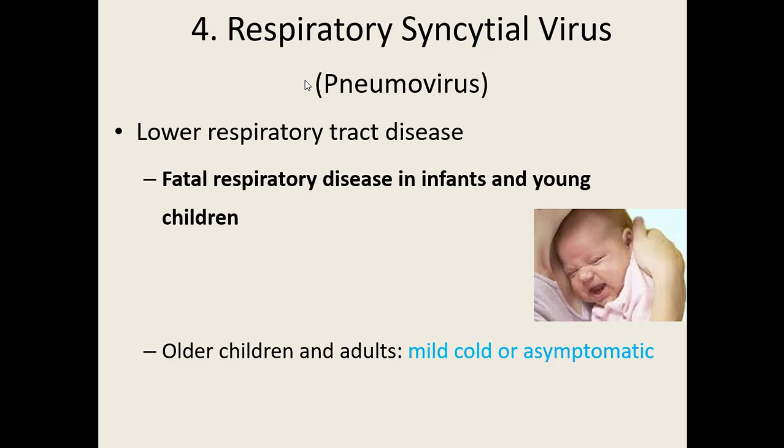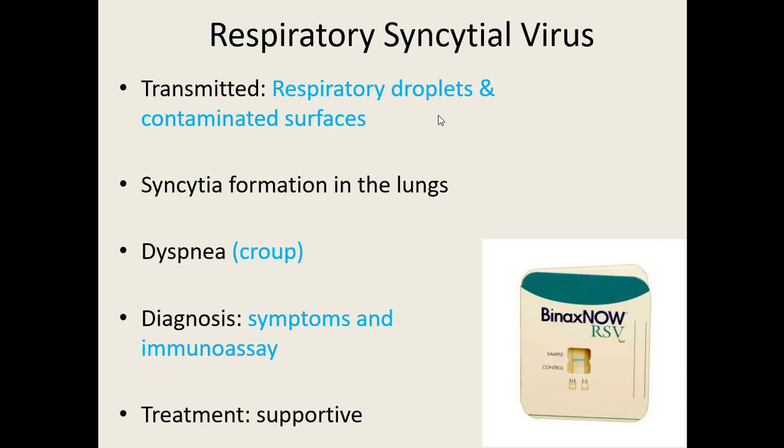It forms those fused cells, that syncytia, again, it's in its name, in the lungs. And so you're not going to have proper oxygen exchange in the lungs. Now, older children and adults, mild colds, sometimes asymptomatic. It's those infants that have to be worried. Now, it's transmitted by respiratory droplets as well as picked up on contaminated surfaces. And because of that syncytia formation in the lungs, it causes what's known as dyspnea, difficulty breathing, also known as croup.